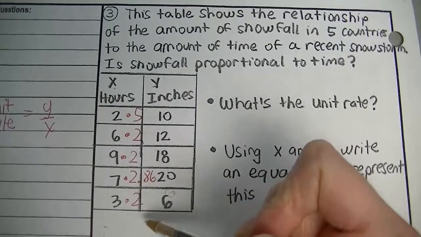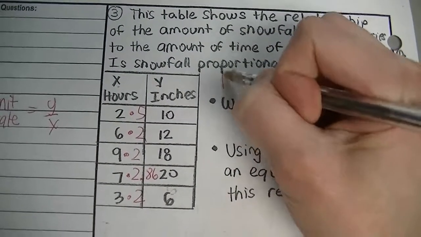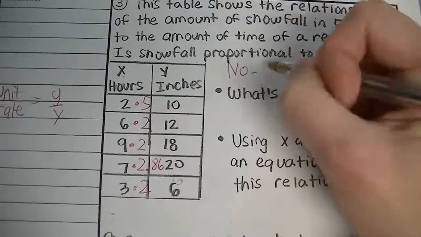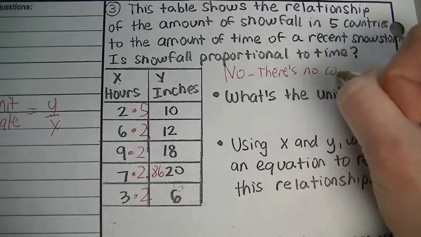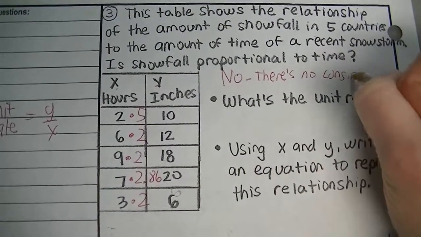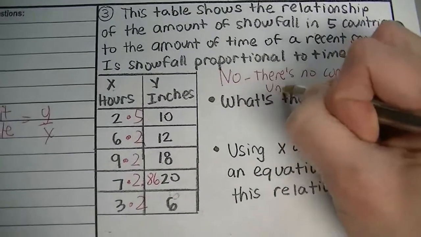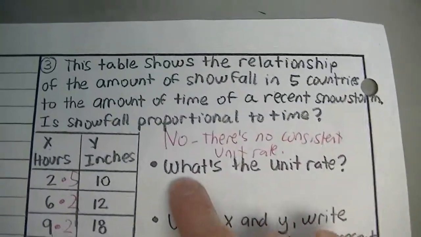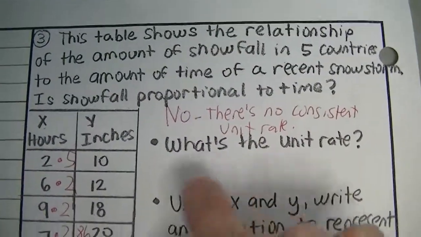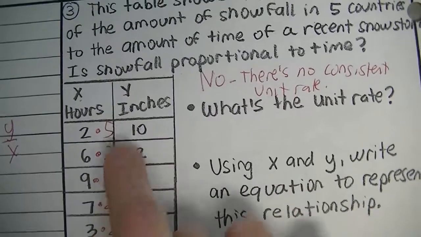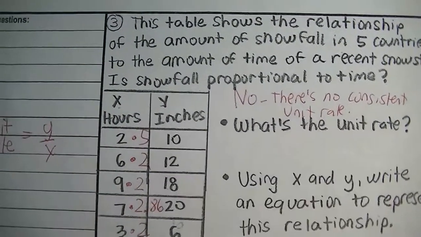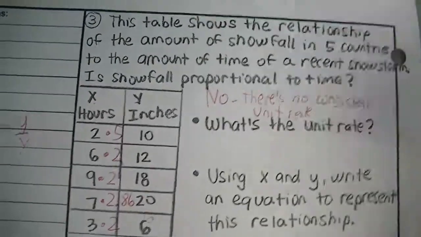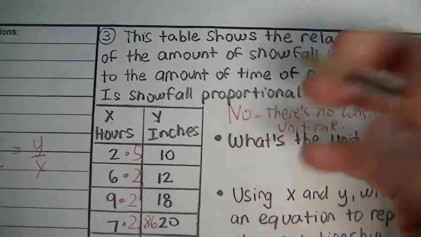Does this table show a proportional relationship? No. There's no consistent unit rate. It's not consistent. So the next part of the question says, what's the unit rate? Well, you're going to notice right here that in the table, since it's not proportional, there's no unit rate. So that's what I want you to write. What's the unit rate? It's not proportional, so there's no unit rate.